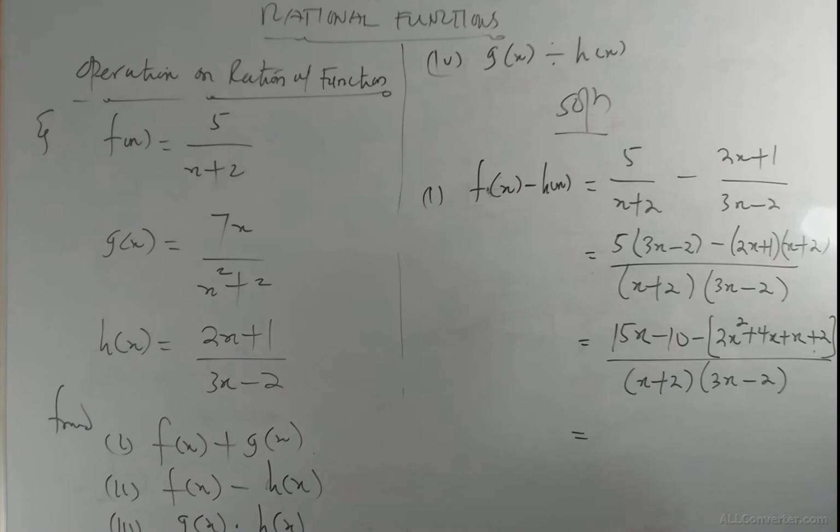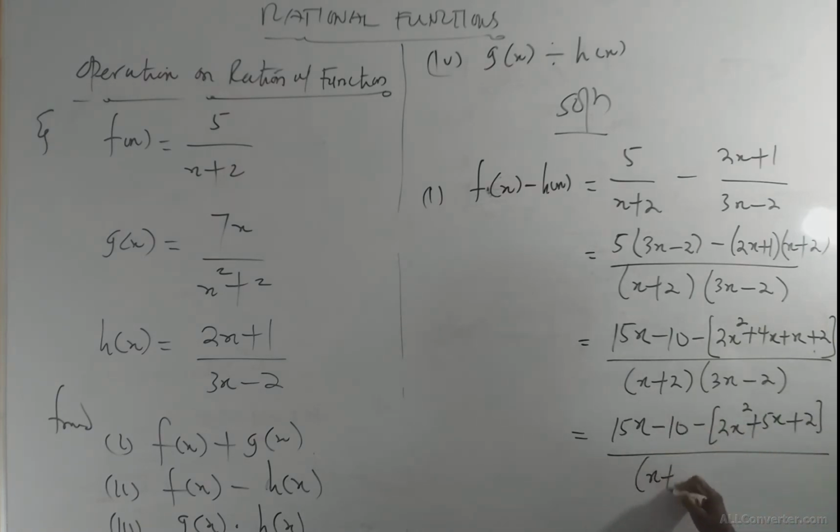Okay, so this will be equal to, we simplify. Now we have 15x here minus 10. Then we simplify what we have in the bracket before we open the bracket. So here we are going to have 2x squared. Then 4x plus x will give us 5x. Take note that the constant coefficient of this x is 1, but 1x is the same as x. That's why it cannot be seen. So 4x plus x will give us 5x, then plus our constant, that is 2, all divided by the same denominator expression, x plus 2, then 3x minus 2.